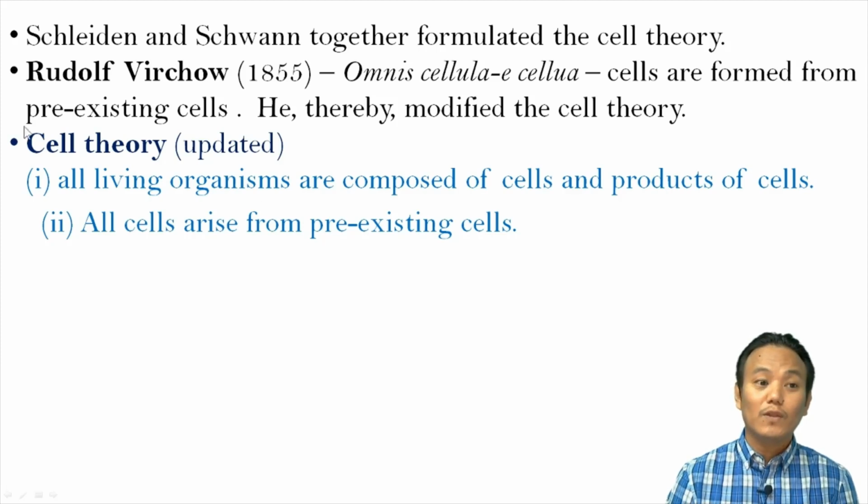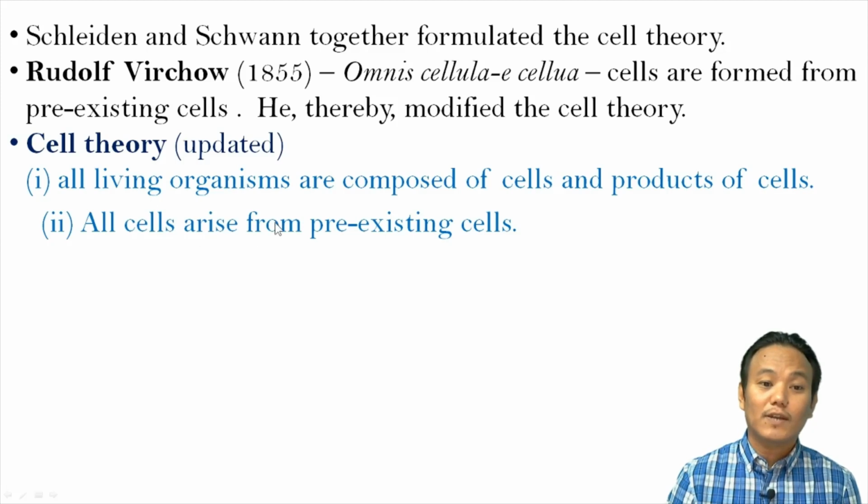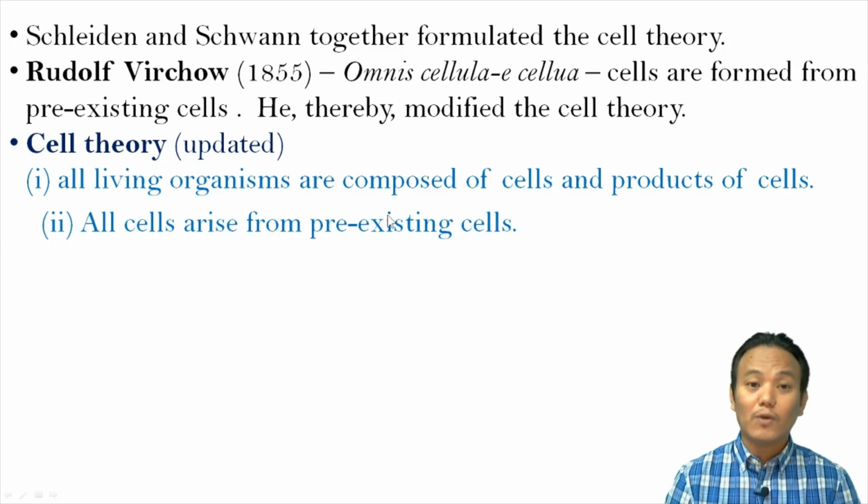Right. So if you are asked to write about the cell theory, you have to write both what Schleiden and Schwann proposed and what Rudolf Virchow proposed. If you write regarding cell theory, you have to write: all living organisms are made up of cells and the products of cells, and all cells arise from pre-existing cells. So that is about the cell theory.